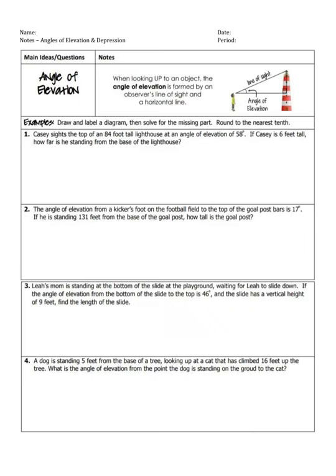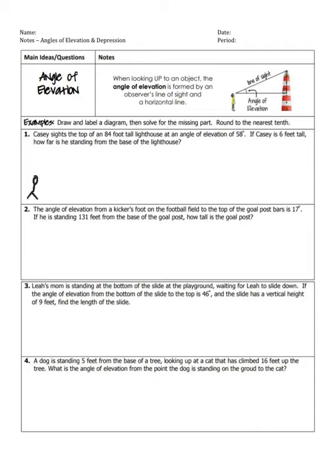Okay, so first problem. Casey sights the top of an 84-foot tall lighthouse at an angle of elevation of 58 degrees. If Casey is 6 feet tall, how far is he standing from the base of the lighthouse? So this 6 feet tall is important because Casey's eyes aren't on the ground. Now, technically his eyes aren't directly at the top of his head, but it's going to be a rough estimate, so we're just going to assume that his eyes are at the top of his head. So we can kind of use the way that the example is drawn to help us.